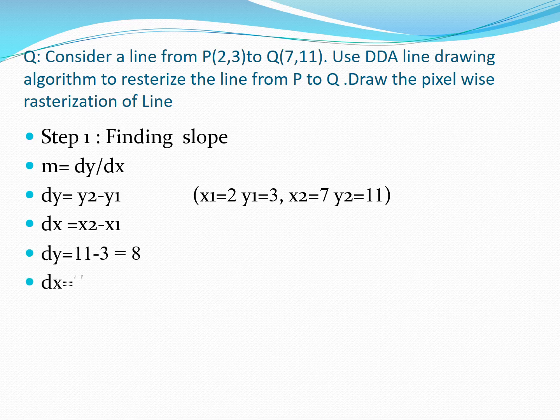So what do we get? Delta y, or dy, is 11 minus 3, which is 8, and dx is 7 minus 2, which is 5. So m equals 8 by 5, that is dy divided by dx. It gives m as 1.6. So here we got the slope value greater than 1, that is 1.6. So how do we increment the next x and y coordinate values? Here the slope is greater than 1.